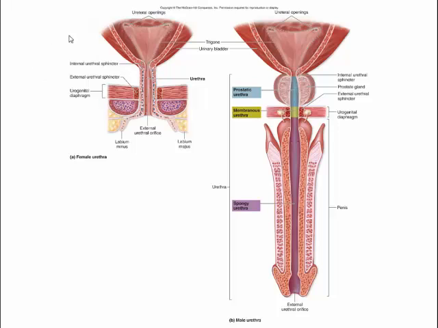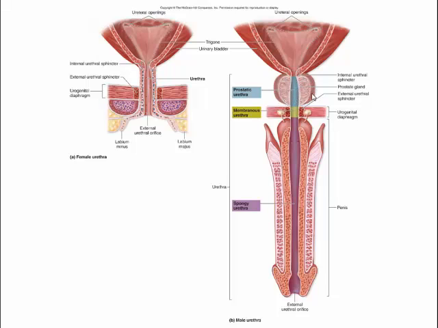The female urethra is short, ending at the external urethral orifice within the space known as the vestibule between the labia minora. The male urethra conducts not only urine, but also semen. As the urethra begins on the inferior aspect of the urinary bladder, it immediately enters the prostate gland. This is the prostatic urethra.